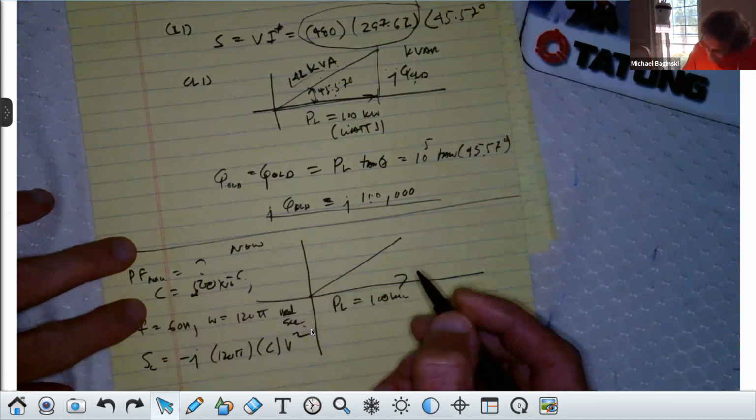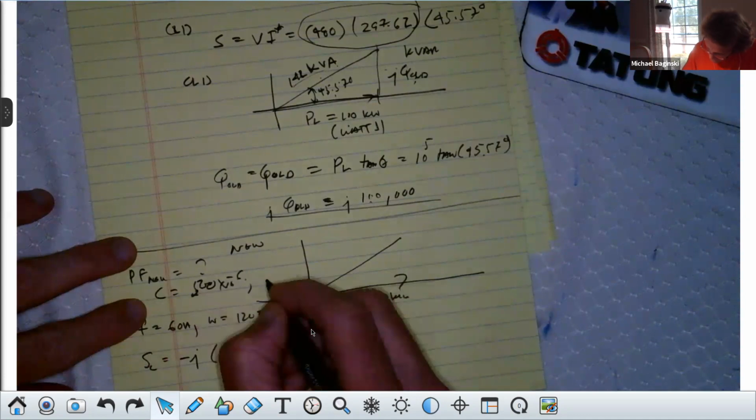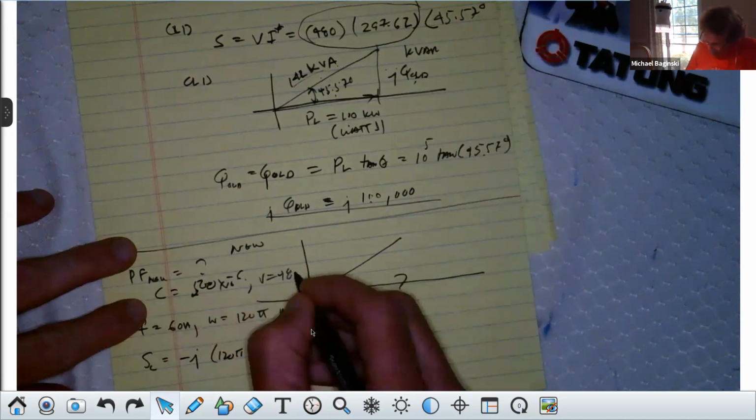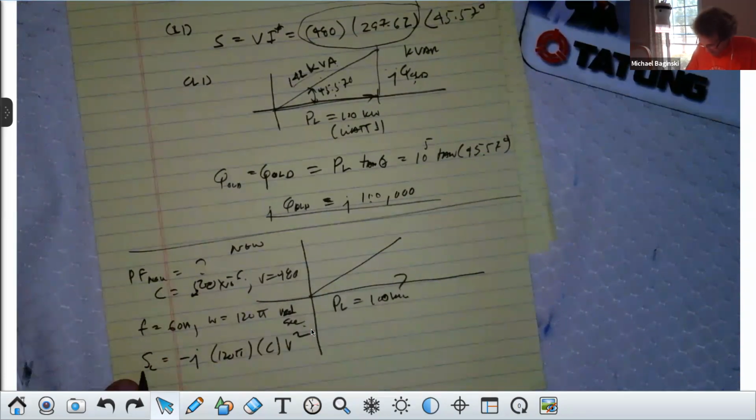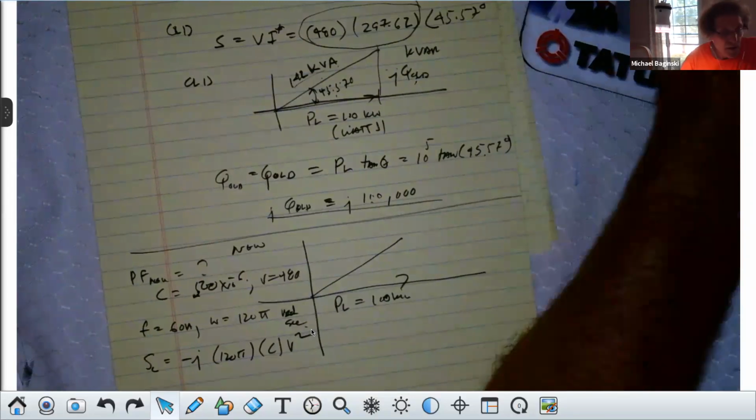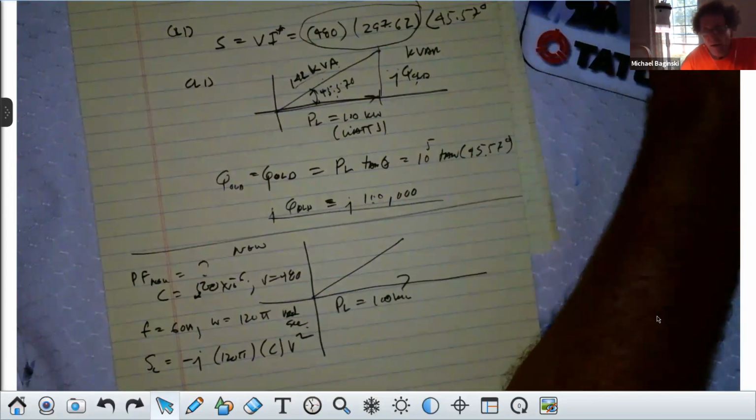And V was 480, right? So V is 480. So therefore I can calculate this, and I'm going to go ahead and do it, if you're okay with that. I'm writing it down, but I'm going to still calculate it.